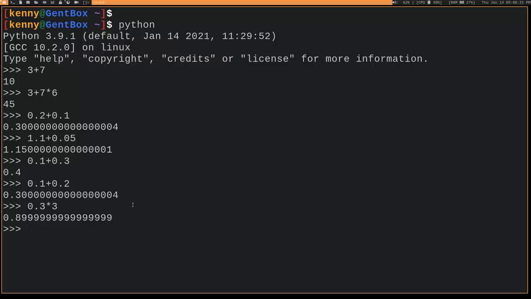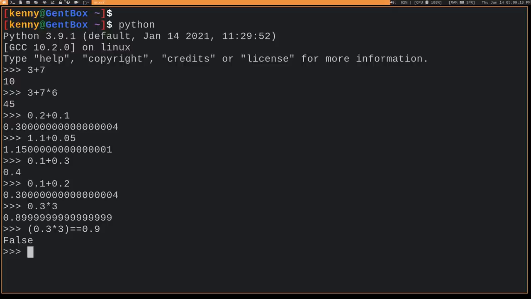But that can still create some problems because, for example, if we try to say 0.3 times 3 is equal to 0.9, we're going to get false, because 0.99999 continuing doesn't actually equal 0.9. It's all just rounding errors, and you're going to run into it a lot when working with floating point numbers because most fractions are really difficult to represent precisely in binary.